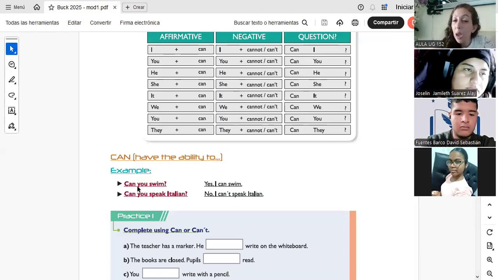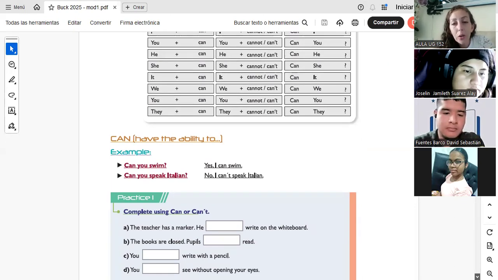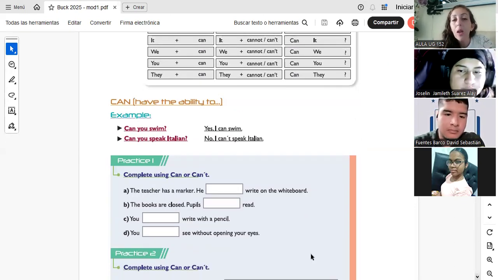Again, we have the examples. Can you swim? Yes, I can swim. Can you speak Italian? No, I can't speak Italian. So you have yes or no questions in red, and here you have the yes or no answers. Okay, so we're gonna do this practice, completing with can in affirmative or can't in negative.